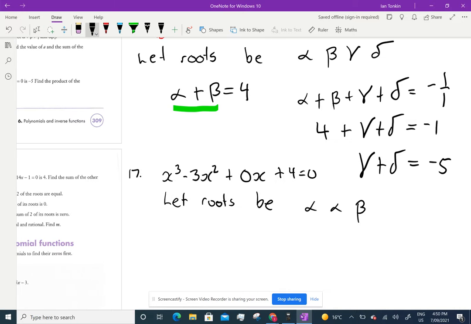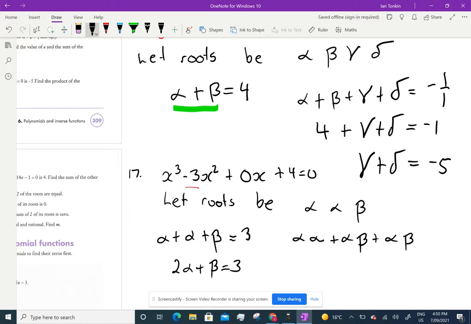So the sum of the roots one at a time, 2 alpha plus beta, is minus b on a. So minus minus 3 on 1, so that's just 3. The sum of the roots two at a time: I get alpha times alpha, I get alpha times beta, and I get the other alpha times beta.